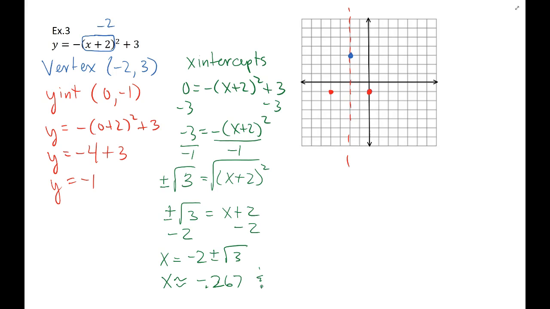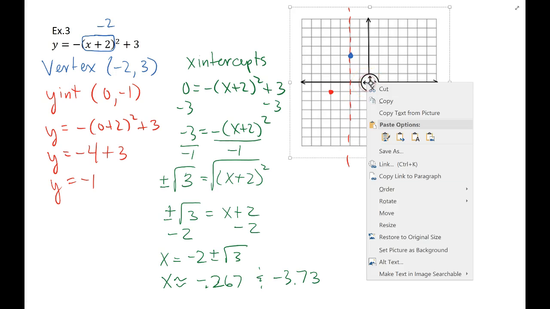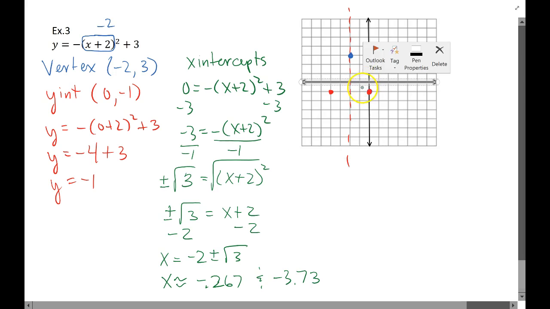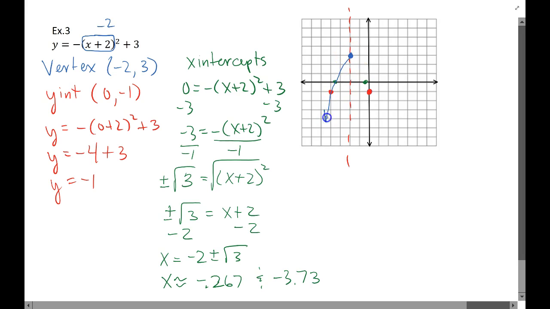And if we take -2 minus the square root of 3, sorry about that, we get a -3.73. And so we're going to have to approximate those values. -0.267 is probably about right here, and -3.73 about right here. And so that gives us our 5 points to draw our parabola.